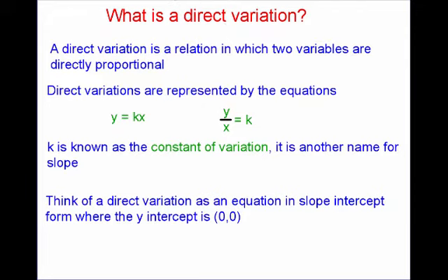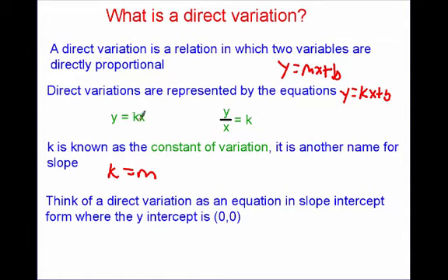y equals kx, and y divided by x equals k. And k is just some constant number, and it's known as the constant of variation. And it's really just another name for slope. So you can think k is the same thing as m. If we think back to slope-intercept form, y equals mx plus b, well, I can say y equals kx plus b. k and m are just different letters we use for slope.